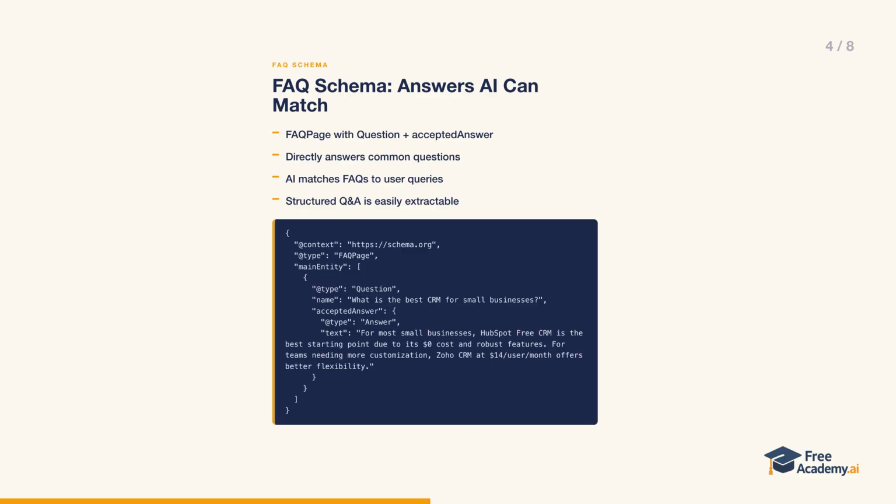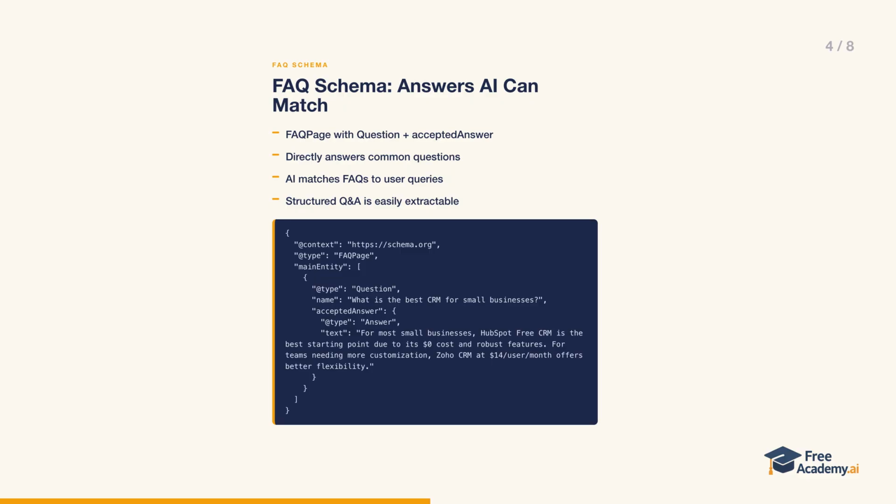Third is FAQ schema for question and answer content. The type here is FAQ page, and main entity holds a list of questions. Each question object has a name, which is the question itself, and an accepted answer with the answer text. Notice how specific these answers are. The first one names HubSpot Free CRM as the best starting point at 0 cost, and Zoho CRM at $14 per user per month for teams needing customization. The second gives a typical price range of $12 to $50 per user per month.